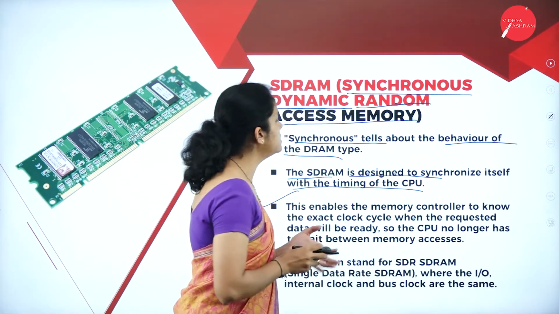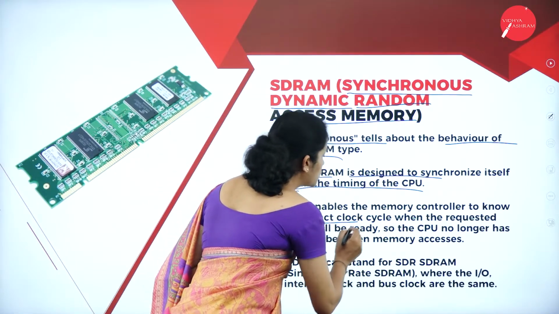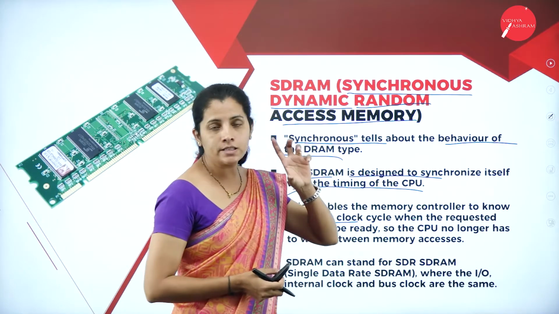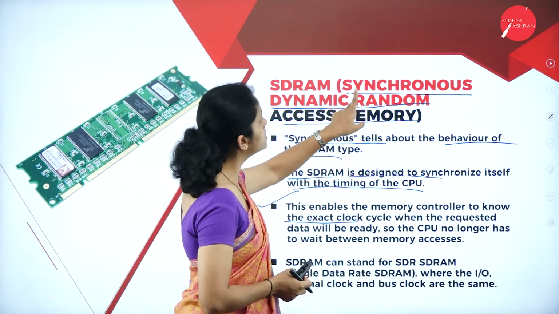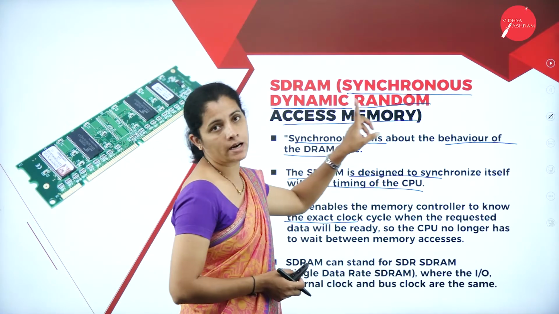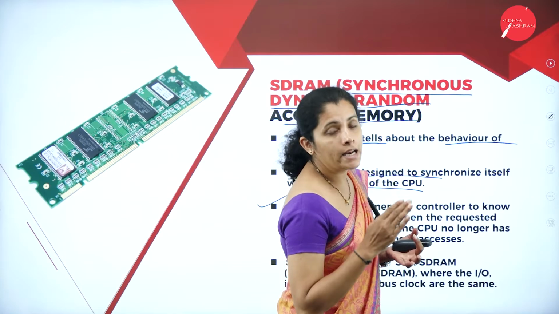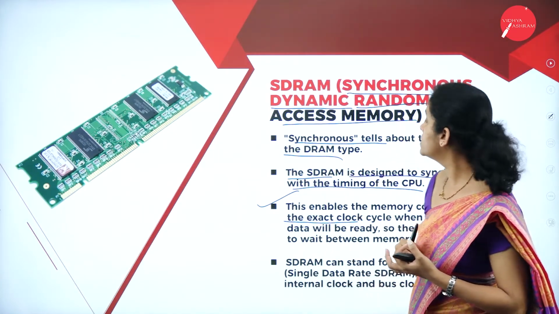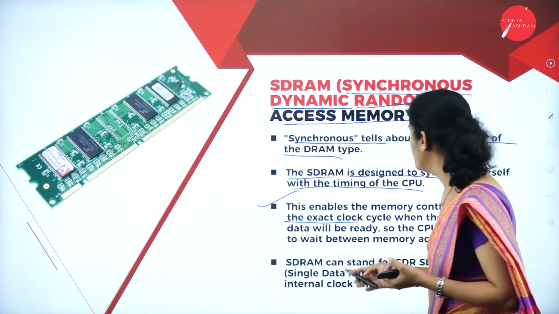This enables the memory controller to know the exact clock cycle. That means in order to know the exact clock cycle, we are going to have synchronous dynamic random access memory. That is, here the dynamic random access memory is mainly going to synchronize with the clock pulse of the CPU.